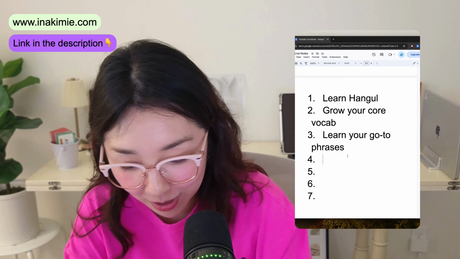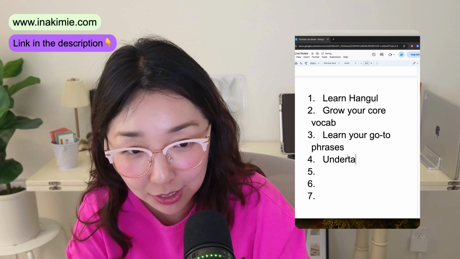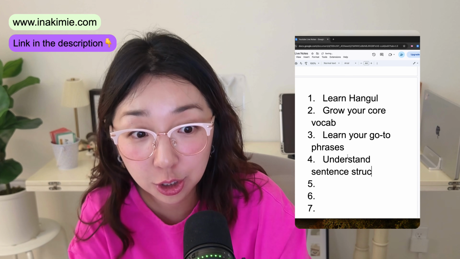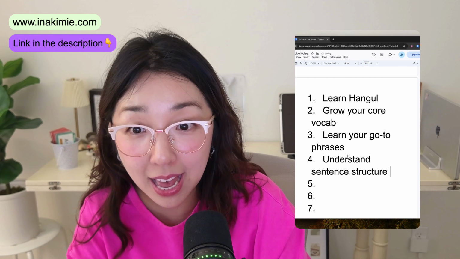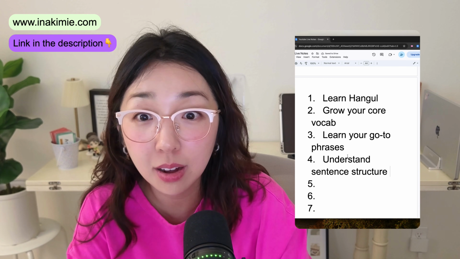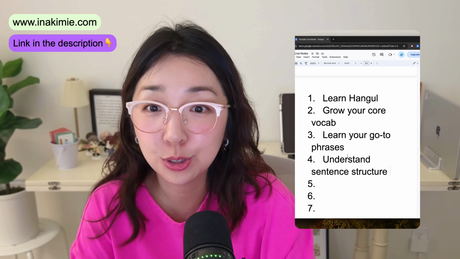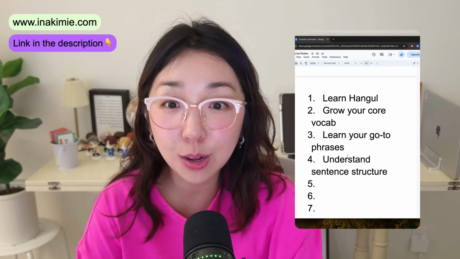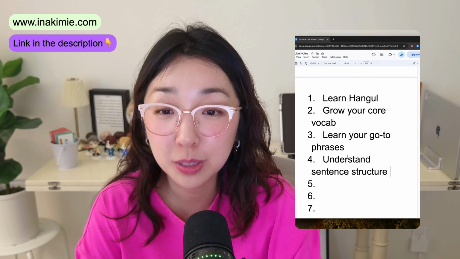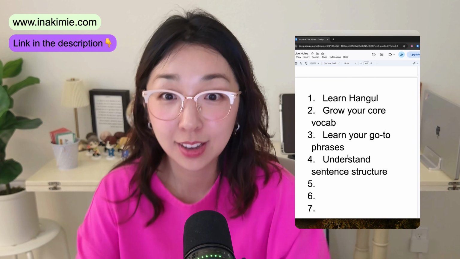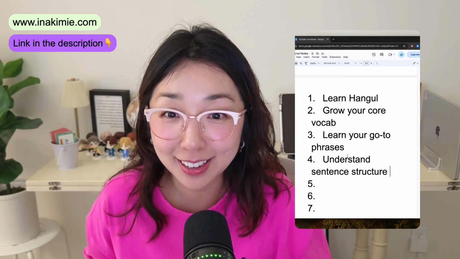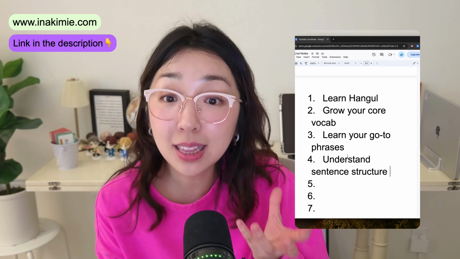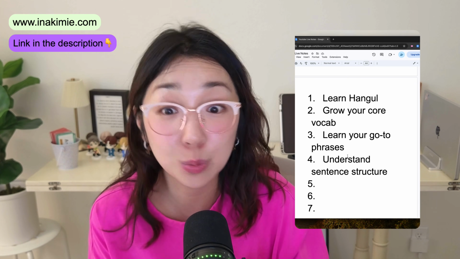And another one, the fourth step, is understand sentence structure. Do not form the sentence yet, but you've got to know where things belong. Where do the nouns go? Where do verbs, adverbs, adjectives go? Why do we skip the nouns? All of these questions will be answered when you start to make sentences in Korean. That's when you really have to understand the structure, the skeleton of how Korean sentences work.